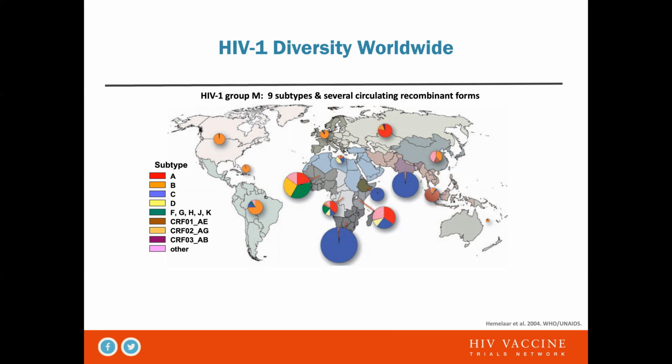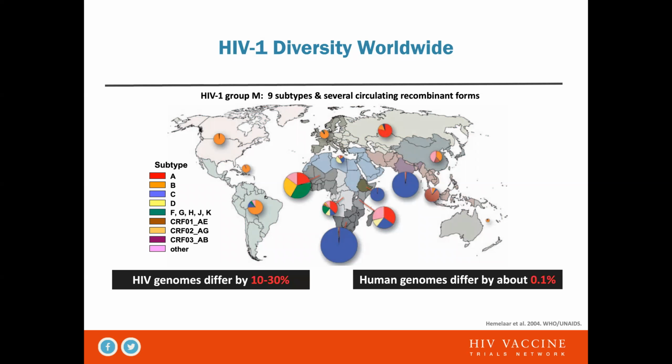For any of us, our genetic differences represent about 0.1%. That's about the approximation of our genetic differences. However, as I mentioned, for HIV, the differences in the genomes or the genetics are about 10 to 30%. So that is massive. So getting an HIV vaccine that will work across all of these different subtypes is an important consideration in this process.